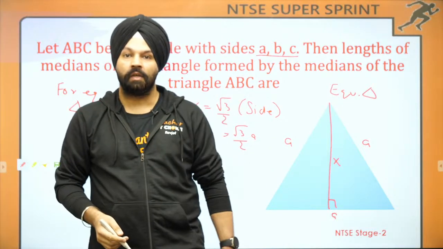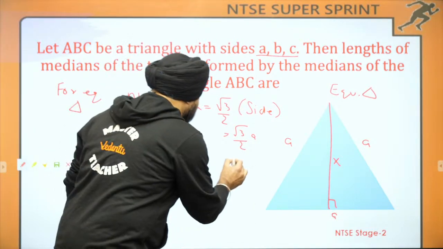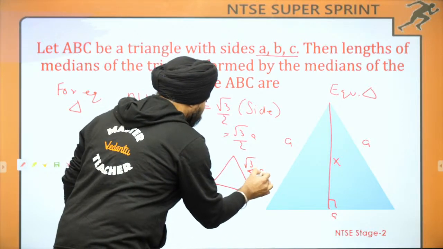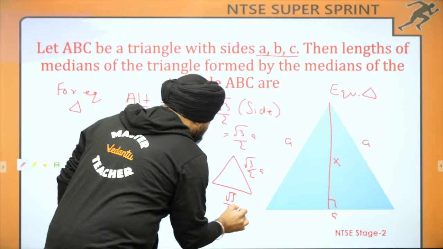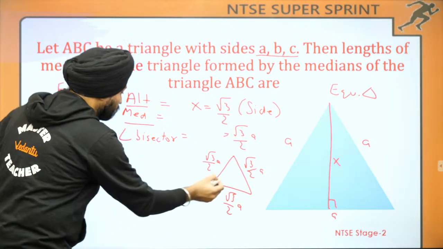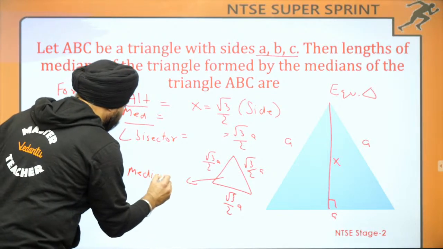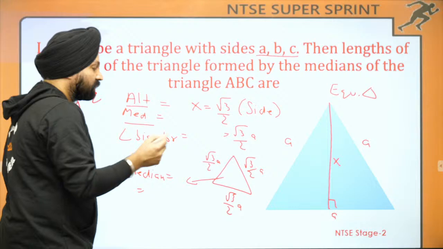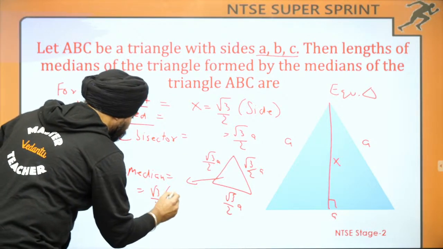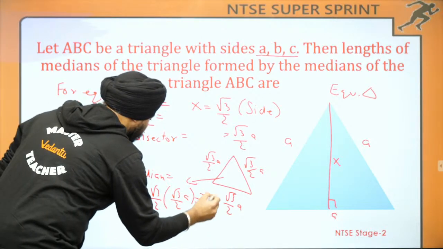I've got 3 medians, and with those 3 medians I need to draw a triangle. That triangle again will be an equilateral triangle with each side root 3 by 2 a. I just need to calculate the median of this. The median is again the same as the altitude and the angle bisector, so it will be root 3 by 2 into side. So that will be 3 by 4 a.